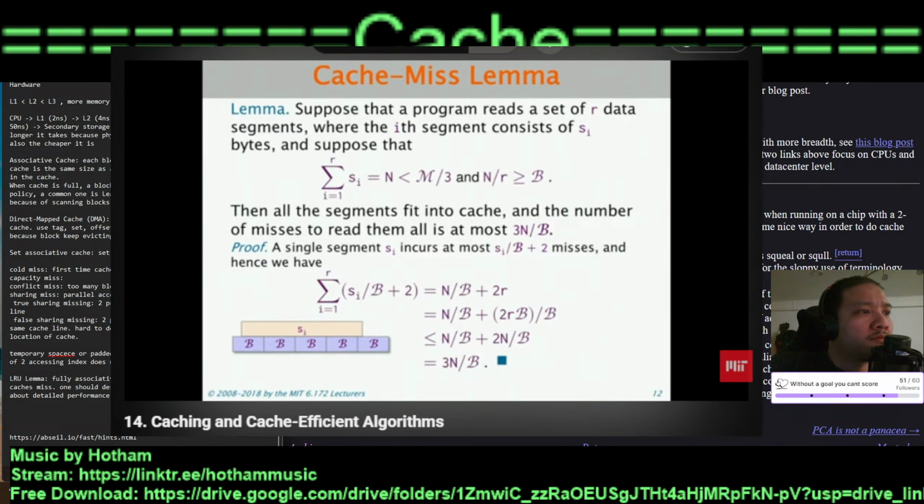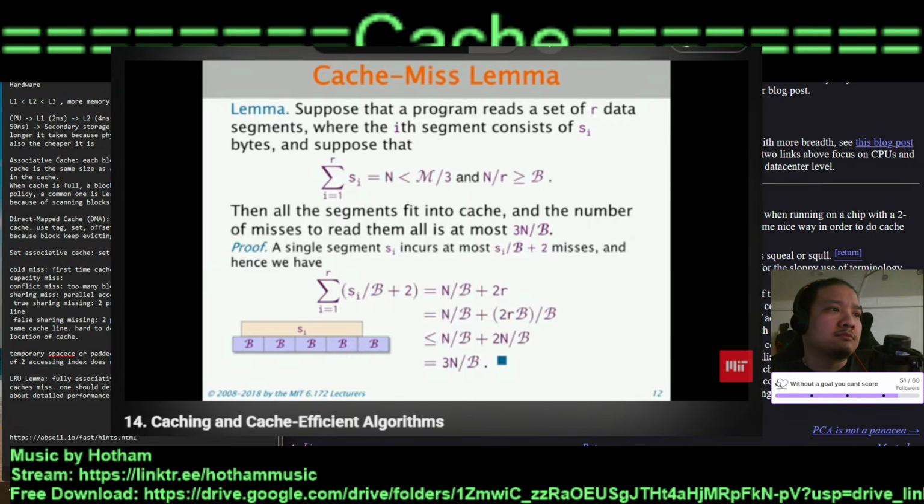Yeah, so s_i over B plus 2 is the number of blocks I could overlap with in the worst case. So you need s_i over B cache misses just to load those s_i bytes. But then the beginning and the end of that segment might not be perfectly aligned with a cache line boundary, and therefore you could waste at most 1 block on each side of the segment. So that's where the plus 2 comes from.